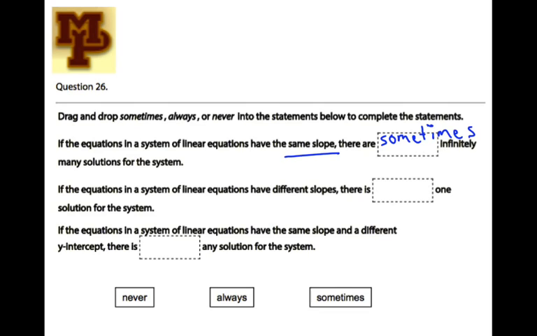If the equations have different slopes, then if they have different slopes, that means they're definitely going to cross at some point, always. And then if the equations in a system have the same slope but a different y-intercept, they go like this, they have the same slope, but they're hitting in different places here. Same slope though, they will never have an answer because they never will be able to cross, because they'll be going the same steepness. Okay, that was 26, so we're getting close.